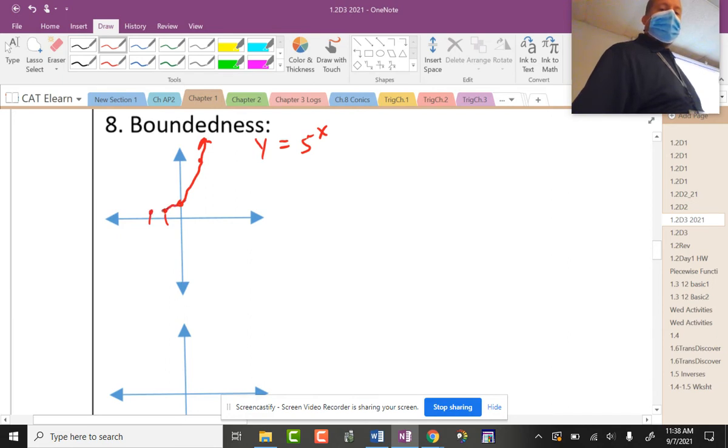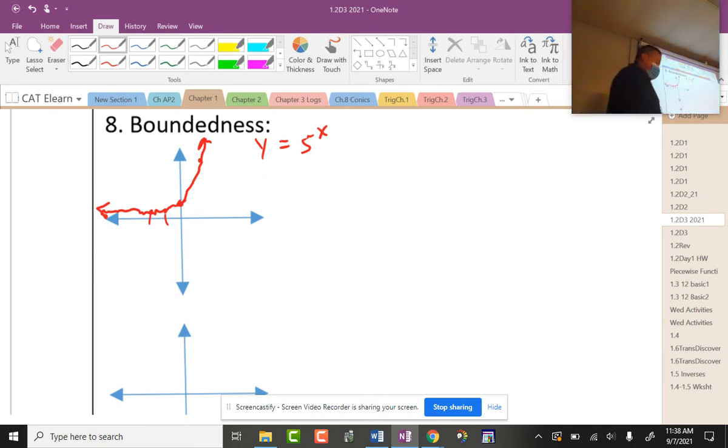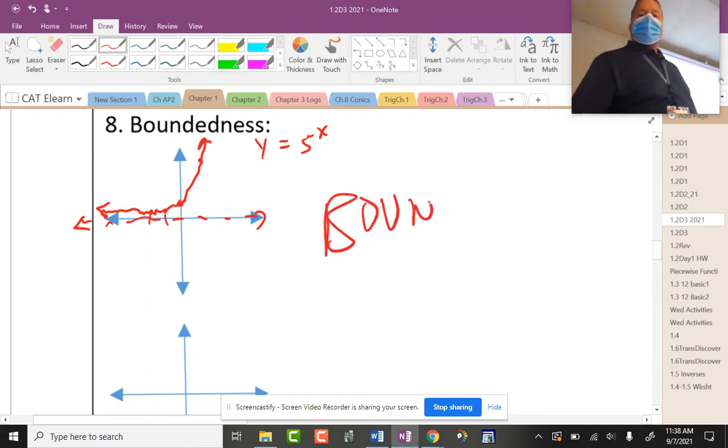I already know that this graph is never, ever, ever going to hit 0. I don't care what I raise 5 to as far as a negative power. It's always going to be 1/5 to a positive power, getting closer and closer and closer. So there is no more graph underneath this. That means this is bounded below. It has a boundary. That's all boundedness is.